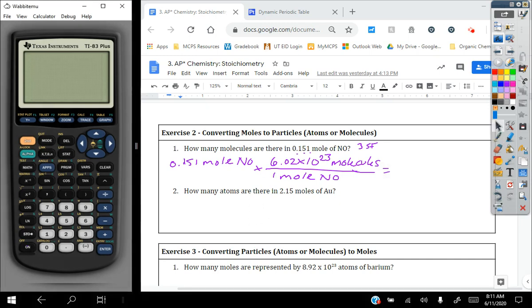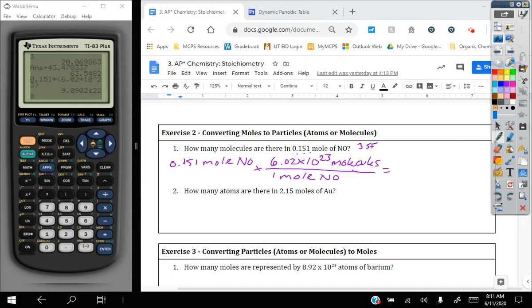Okay, so let's throw that in the calculator. 0.151 times, and then in parentheses, 6.02 times 10 to the 23rd, close parentheses, and I get 9.0902 times 10 to the 22nd. So if I do 3 significant figures here, 9.09. Now that E, if you're unfamiliar with that notation, E22 is the same as saying times 10 to the 22. So this is 9.09 times 10 to the 22 molecules.